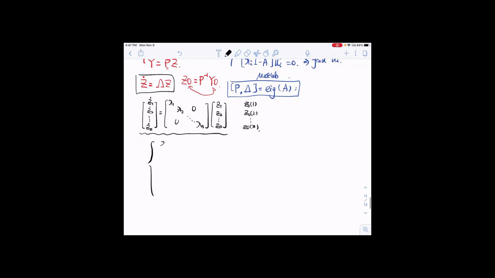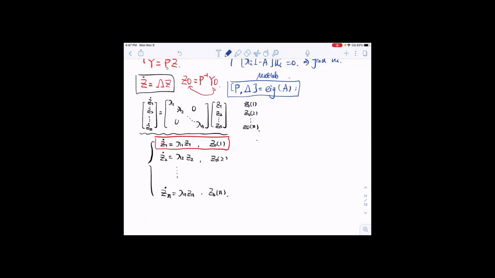The first one is Z1 dot equals lambda 1 Z1. The second one is Z2 dot equals lambda 2 Z2, all the way to the last one, Zn dot equals lambda n Zn. And then remember, we also know the initial condition for each and every one. So even though we have n equations here, each equation is actually independent from each other. If you look at here, it's a very simple first order single degree of freedom system, right?